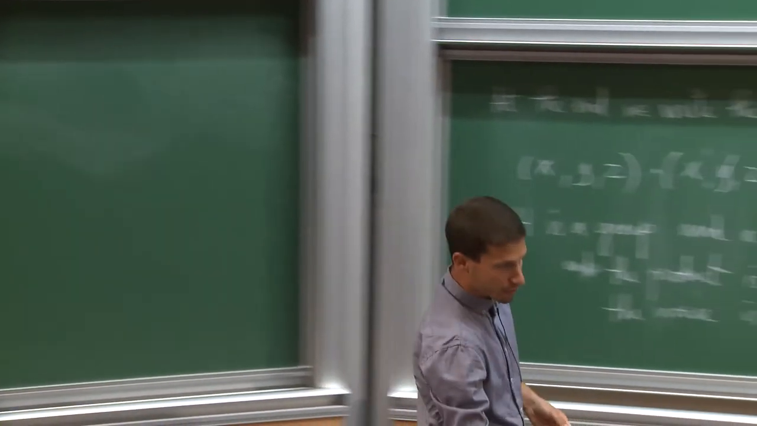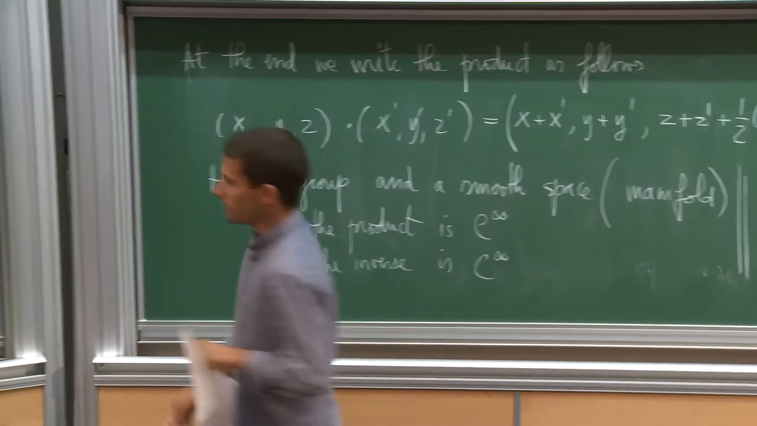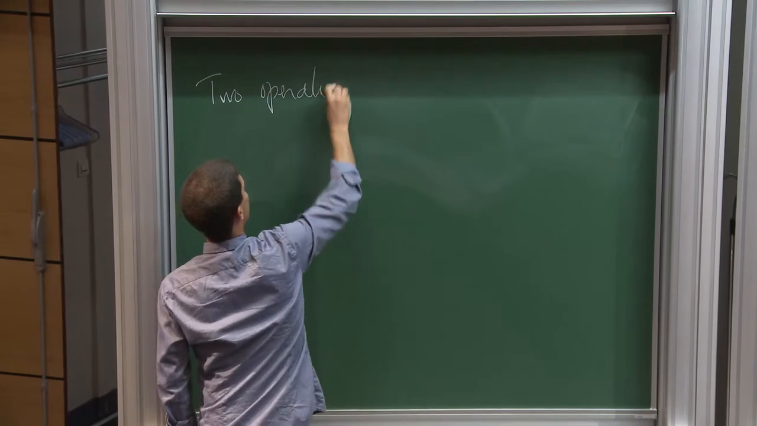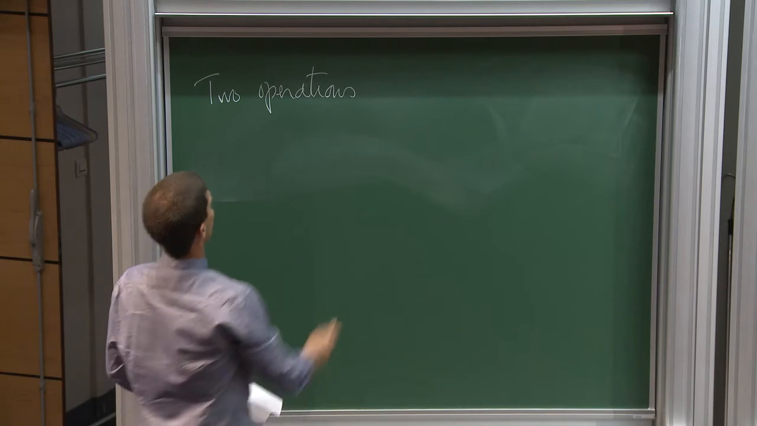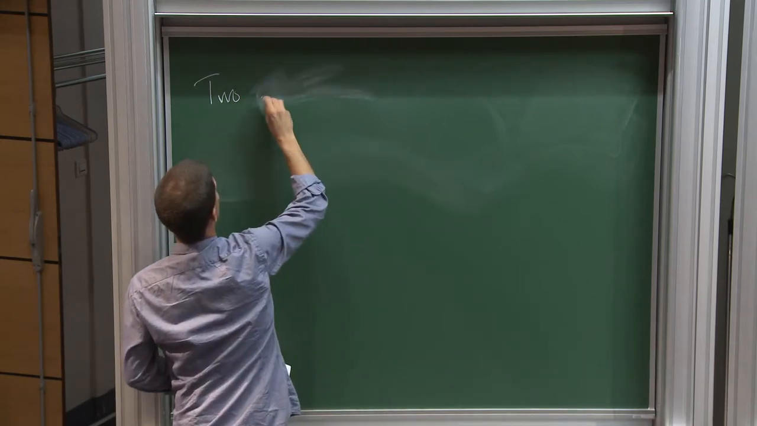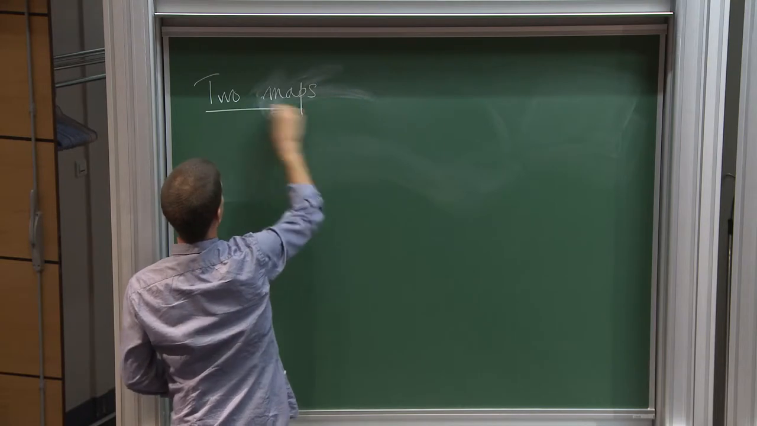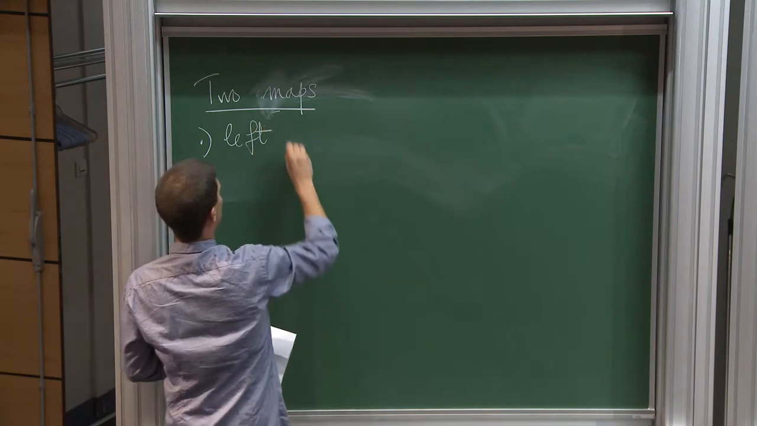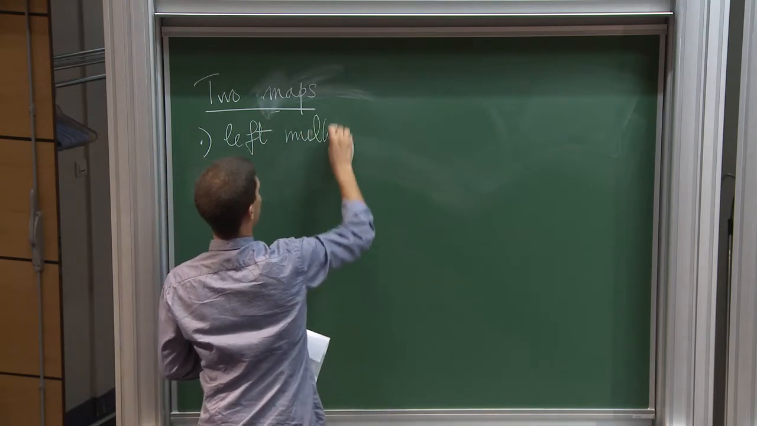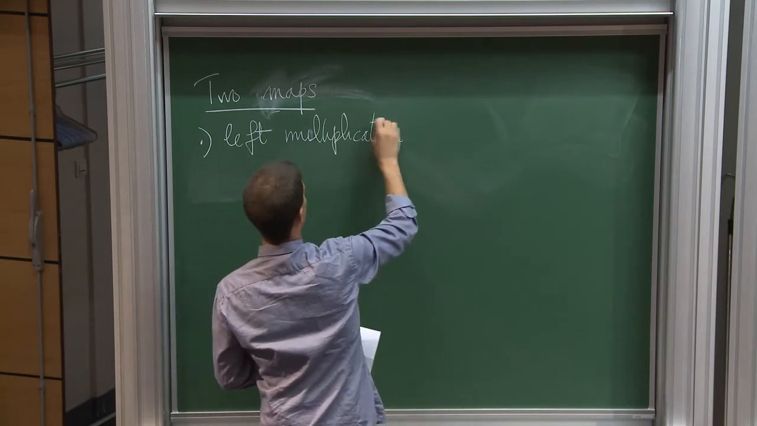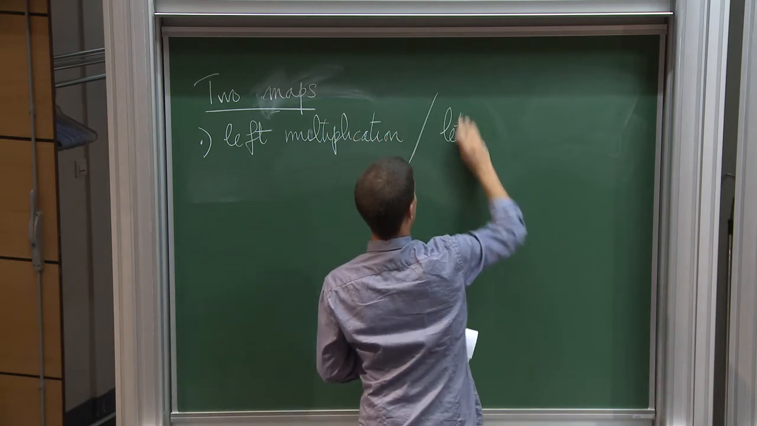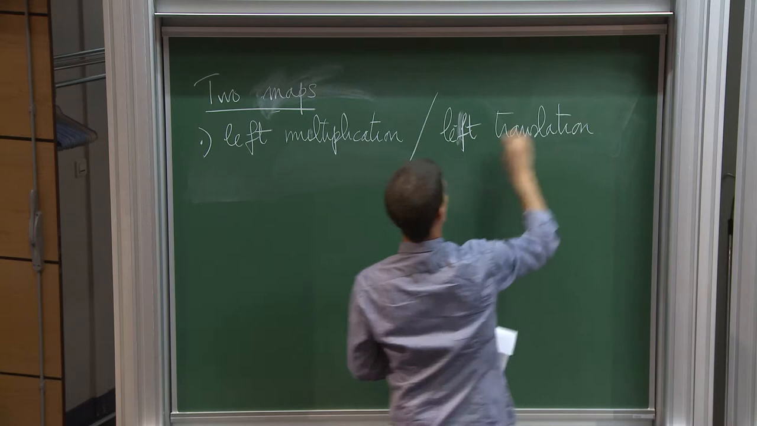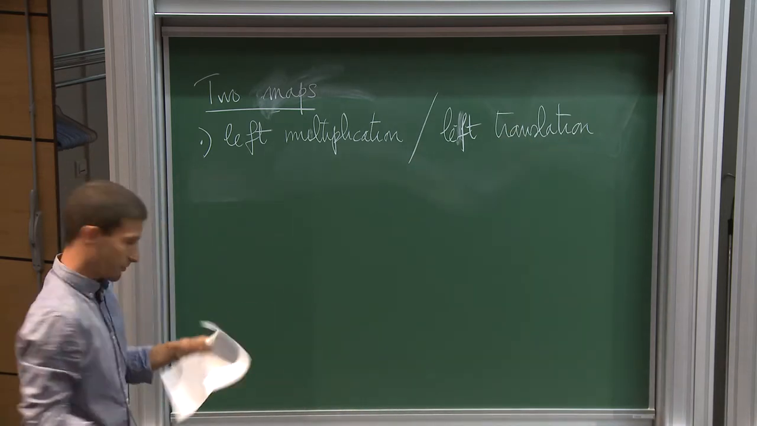So the first thing I want to say is that there are two operations. Somehow I don't know if it's good to write operations. Maybe it's good to say two maps. The first one is what is called left multiplication, or left translation. Somehow, I will justify this word translation. Of course, left multiplication will be very clear.